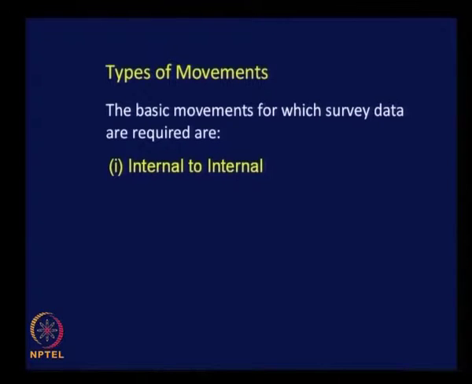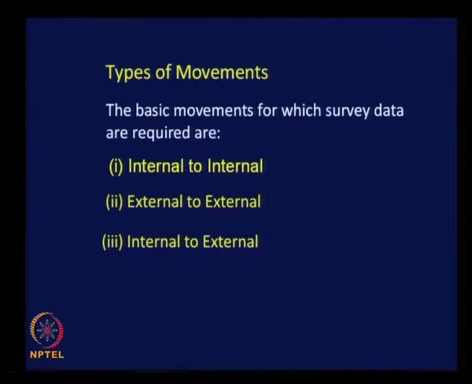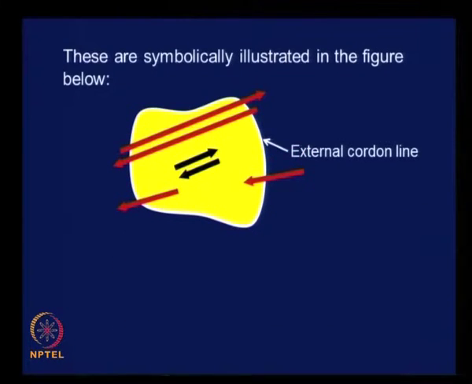The basic movements for which survey data are required are internal to internal, external to external, internal to external, and external to internal, right. These are the possible types of trips if you broadly classify the trips based on the delineated study area. To understand the same thing pictorially, you can look at this picture. This is what we mean.